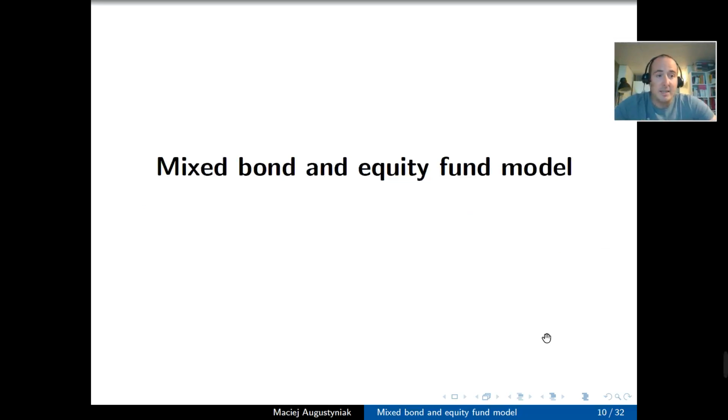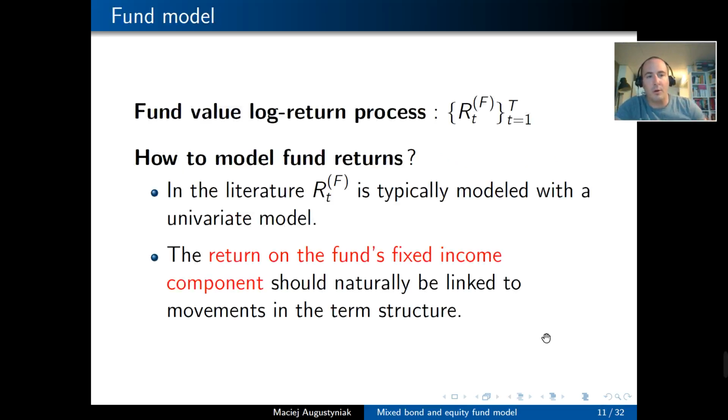So finally, the last step of the specification of our model involves linking the dynamics of the underlying mutual fund to the equity and term structure models. This is a key step in our modeling procedure. What we want to do here is to specify the dynamics of the process of the mutual fund returns in relation with other drivers, which are the fixed income and equity components. So how do we do that?